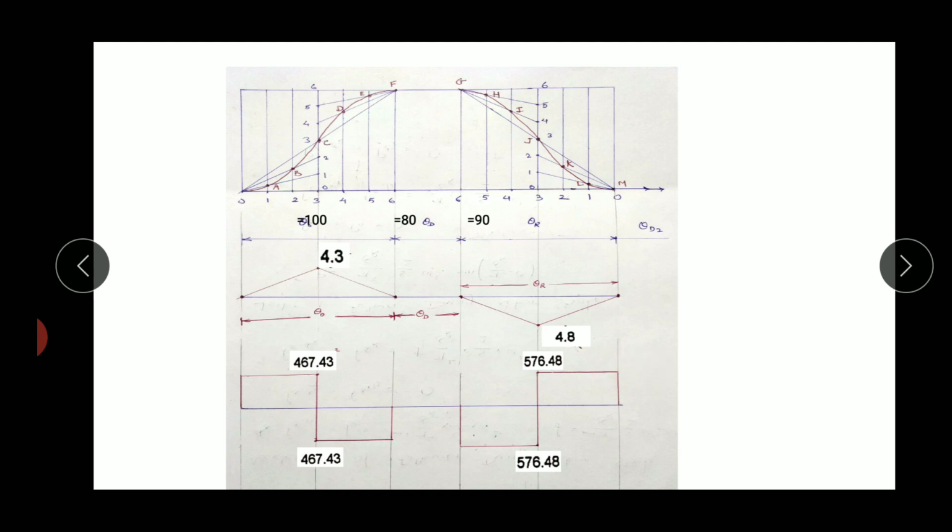If you want detail on how to plot the displacement diagram, velocity diagram or acceleration diagram, you can see my earlier video on plotting the displacement, velocity, acceleration and jerk diagram for the follower moving with uniform acceleration and retardation motion. I had posted it earlier on YouTube. So this is the acceleration part.